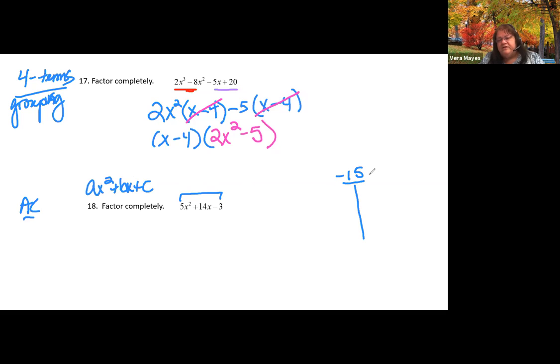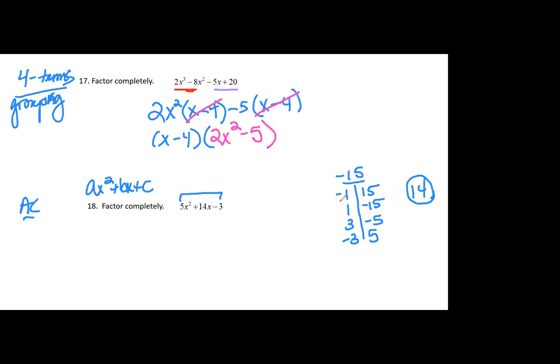So factors of a negative 15. Well, -1 and a positive 15, or a positive 1 and a negative 15, 3 and -5, or -3 and 5. And I think that's all the factors of 15. So I used my A and C, and now I need to find one that combines to give me the B. So I want something that will combine to give me a positive 14. Do you guys see it?